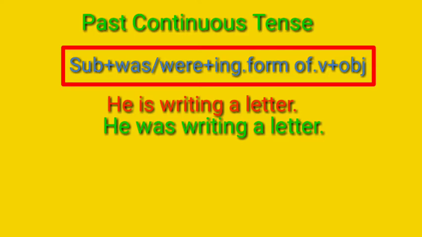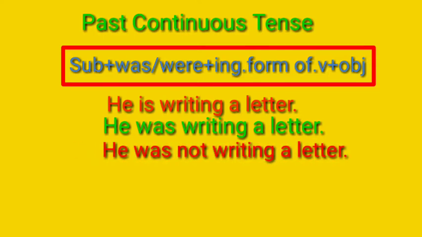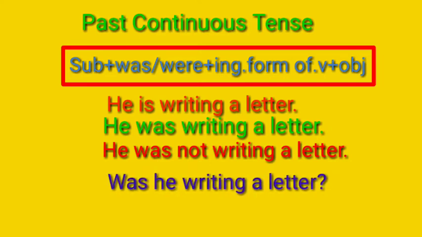Here was is the auxiliary verb, so we have to add not with was. Okay, then he was not writing a letter. Okay, now let us convert this sentence into interrogative. Then we have to take the auxiliary verb in front for making this one into a yes or no question. Then was he writing a letter?